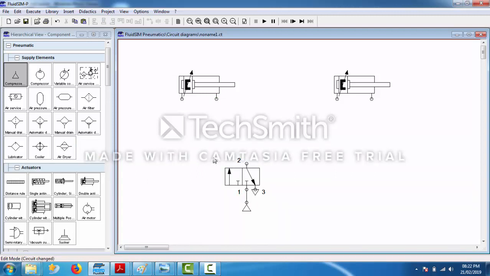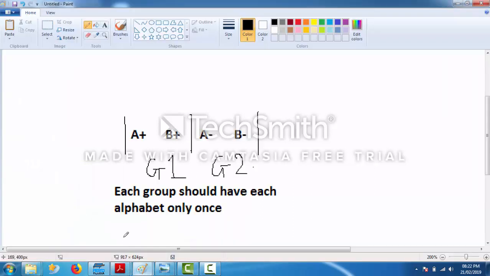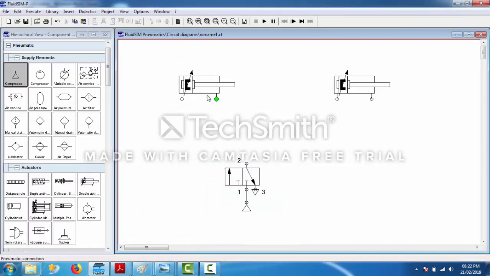Now we need limit switches. What are the positions of the cylinders that we are interested in? We are interested in A plus, B plus, A minus and B minus. These are the four positions that we are interested in.